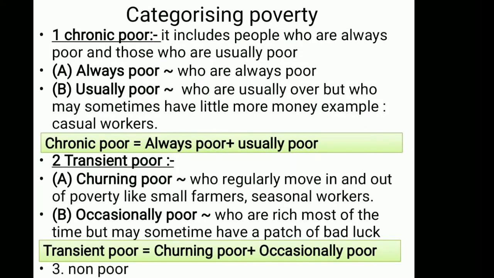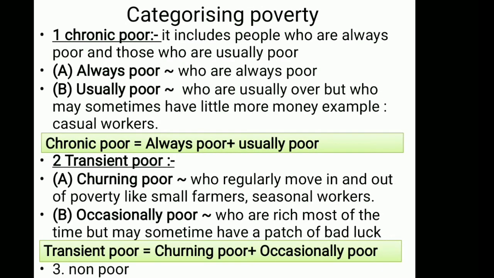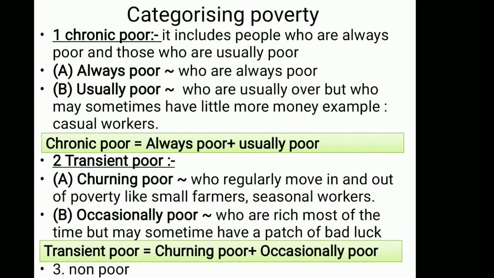Those who are always poor are those who remain unable to fulfill their basic needs, they will always be poor. And those who are usually poor means sometimes they have a little more money, so at that time they are above the poverty line and not in a poor condition, but most of the time they are below the poverty line, so they will be known as poor. That type of people are known as casually, or we can say usually poor. So chronic poor is a combination of always poor and usually poor.